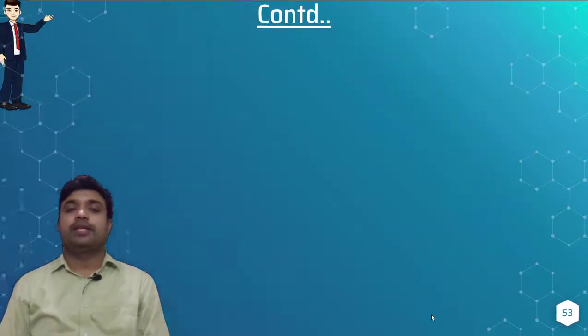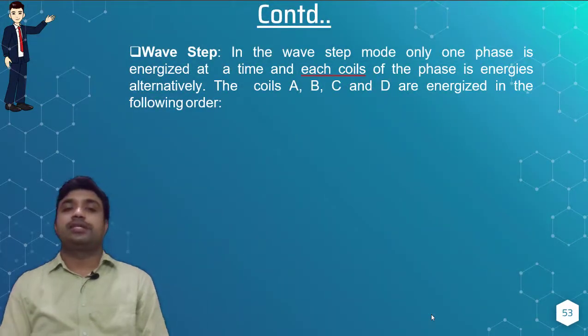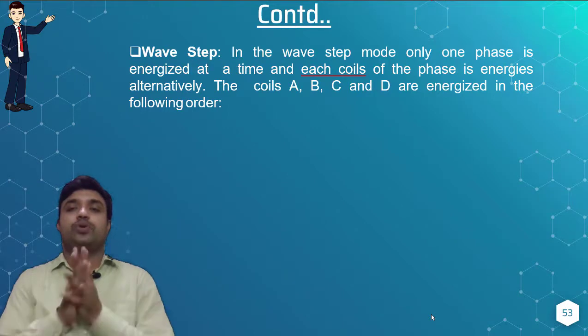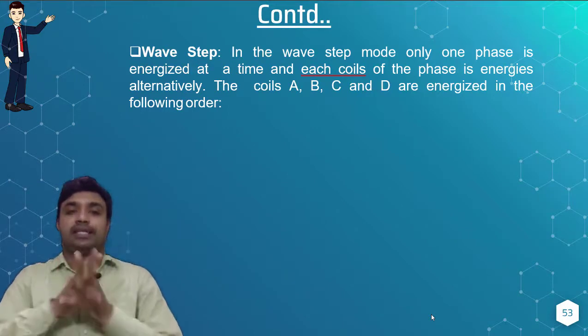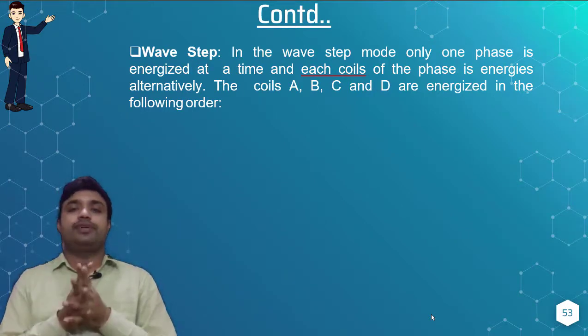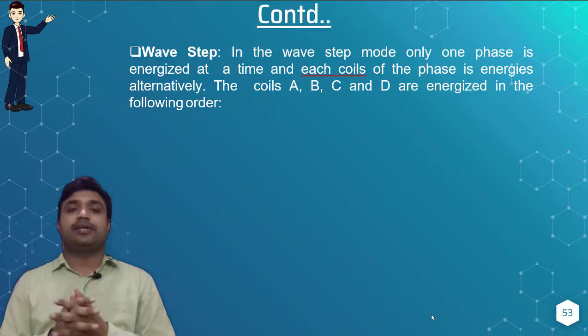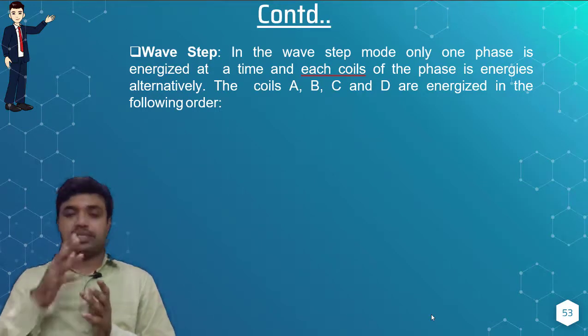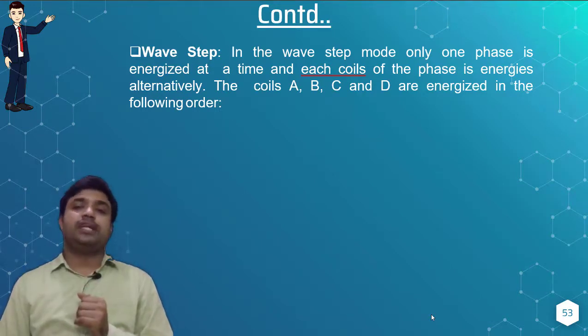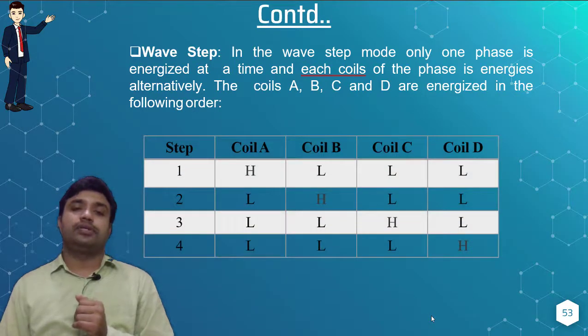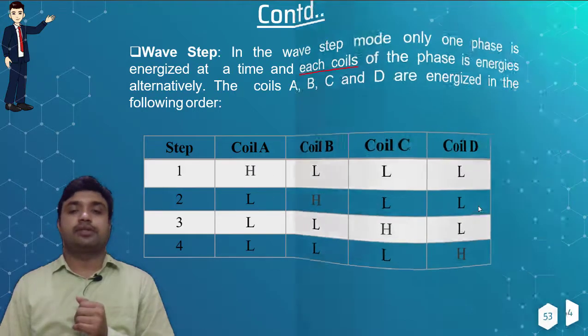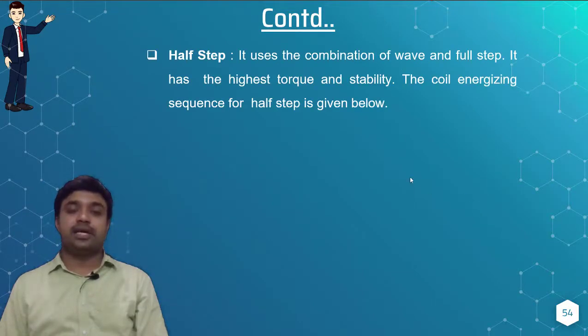Okay. Next step is wave step. In the wave step mode, only one phase is energized at a time, and each coil of the phase is energized alternatively. Okay. The coils A, B, C, D are energized in the following order. So here you can see only the corresponding coil is activated, and the remaining are inactivated. Okay. And the third one is half step.